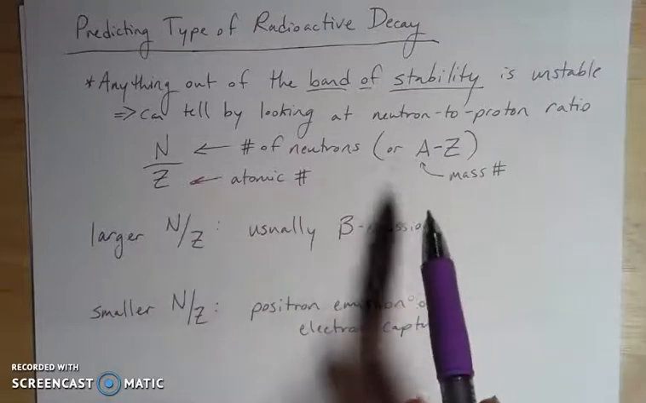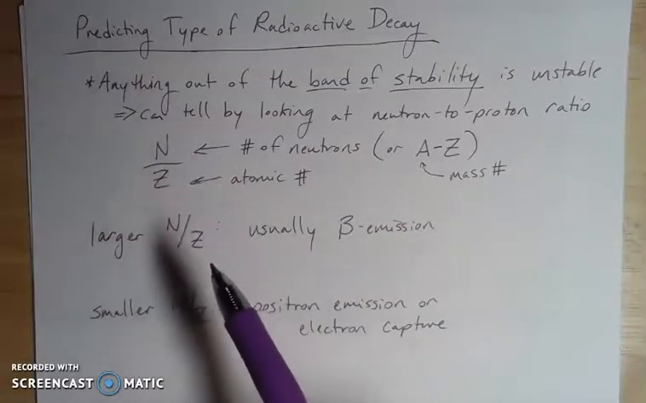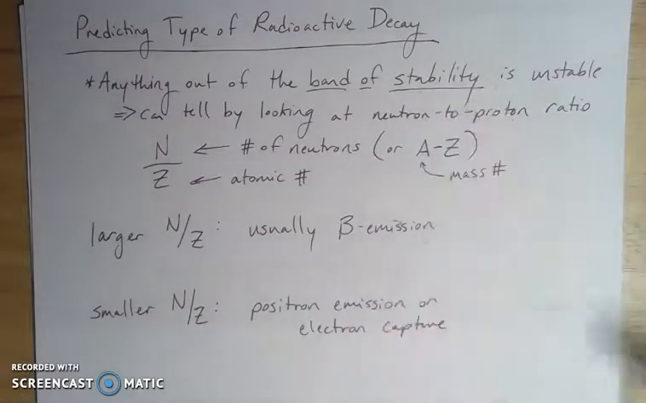And we can tell by looking at this neutron to proton ratio. And there's actually a graph that I'll show you in just a second that looks at the number of neutrons compared to the atomic number. And that gives you this band or region of stability. I like band of stability because it makes it sound like some sort of hardcore punk band. It's the band of stability.